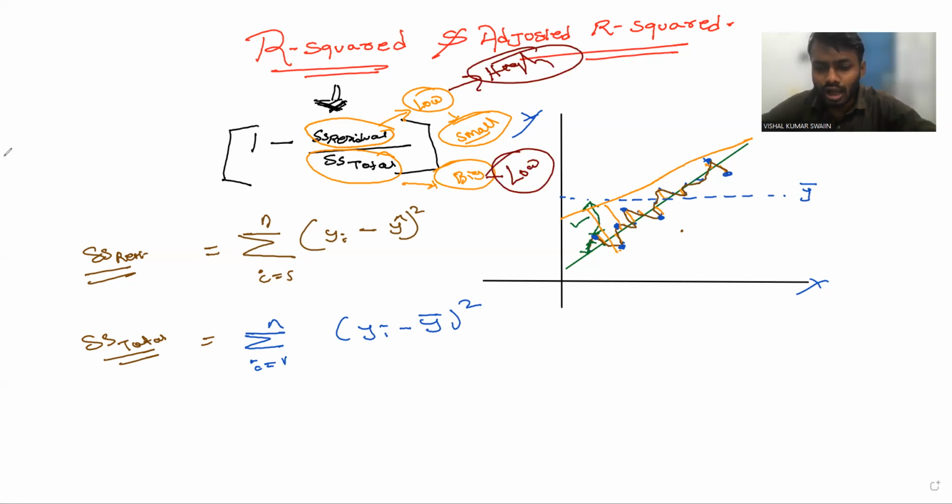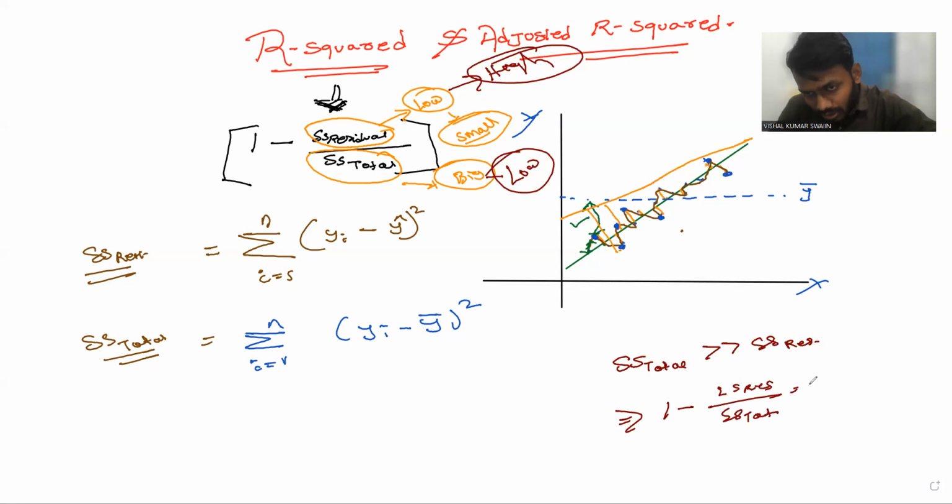All right, so our aim is the best fit line. Remember this part: the sum of the square of the total is always greater than the sum of the square of the residual. Clear, everyone? So if we take the sum of the square of the residual divided by the sum of the square of the total, this one is small divided by bigger, so automatically the value becomes small.